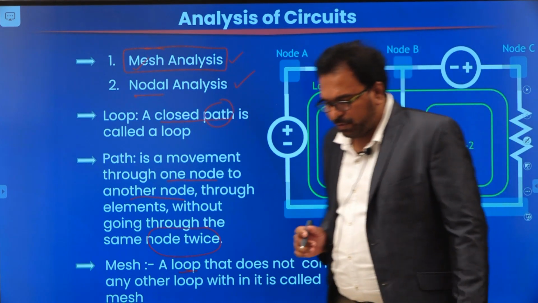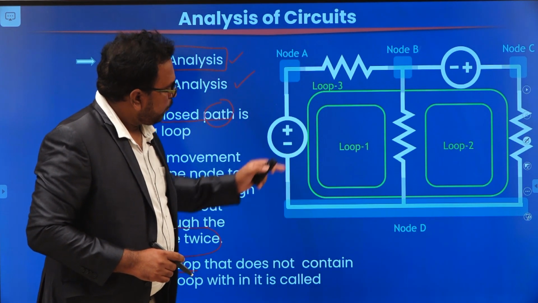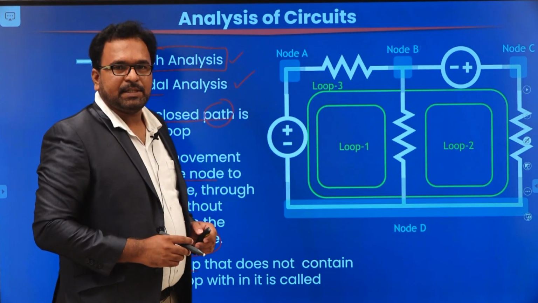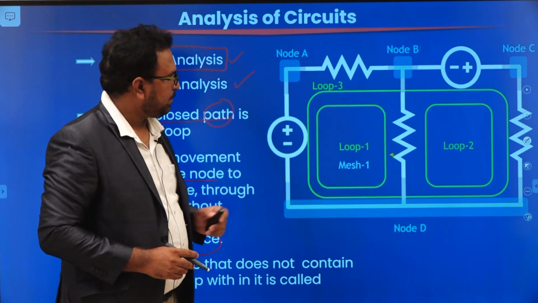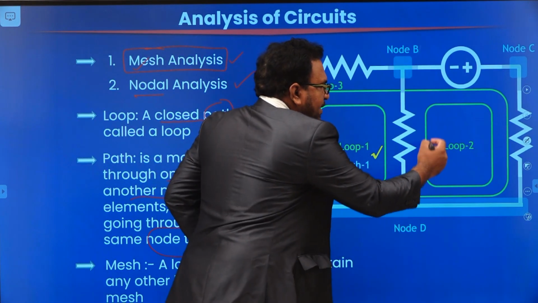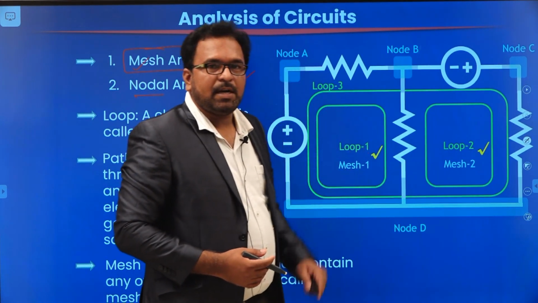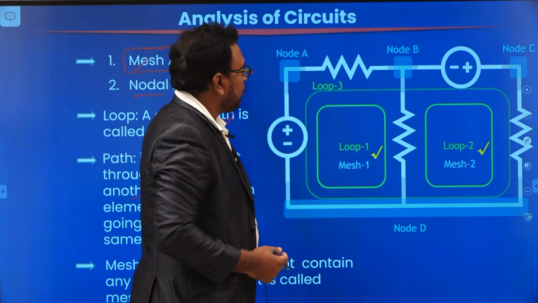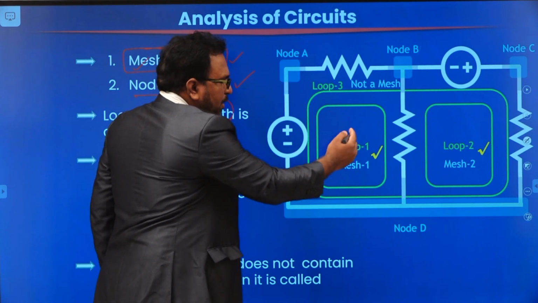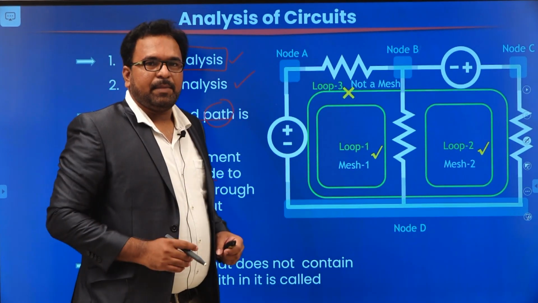For example, in this circuit, consider loop 1. Loop 1 is a mesh because inside this loop there is no other loop present. That's why it is called a mesh. Now what about loop 2? Loop 2 is also a mesh because inside loop 2 there are no other loops involved. Now what about loop 3? Loop 3 is not a mesh because inside loop 3 there are 2 loops, loop 1 and loop 2. That's why loop 3 is not a mesh.